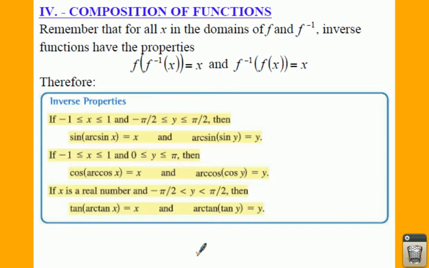If we're talking about the composition of functions, that's where you're substituting one function into the other. So if we look down here at your arc sine, you're plugging your arc sine of x into your sine. Anytime you plug an inverse into the function, you end up getting just x. Same thing goes if you plug the function into the inverse: you get just x. So the sine of the arc sine of x gives the answer x. The arc sine of the sine of y gives the answer y.